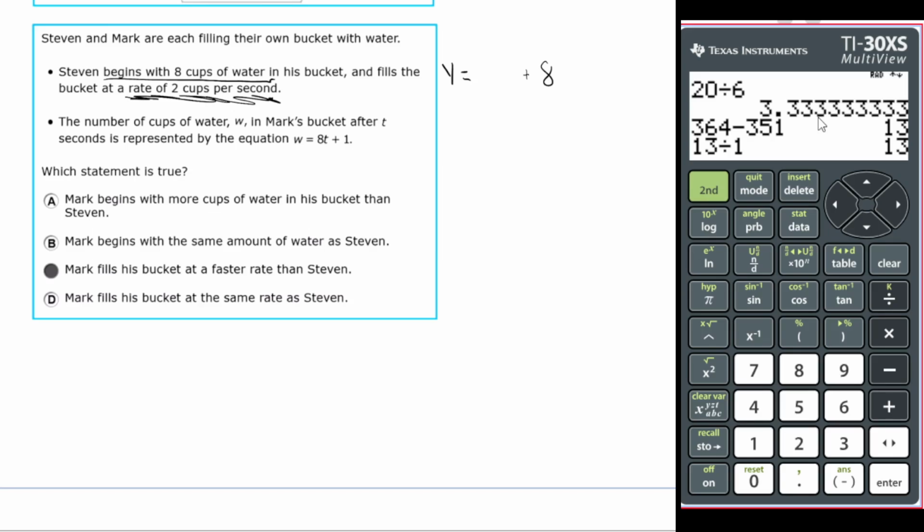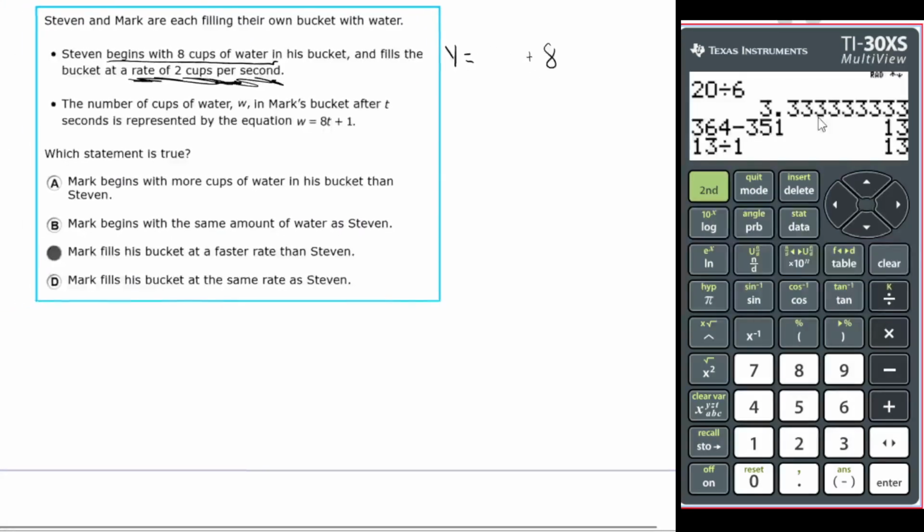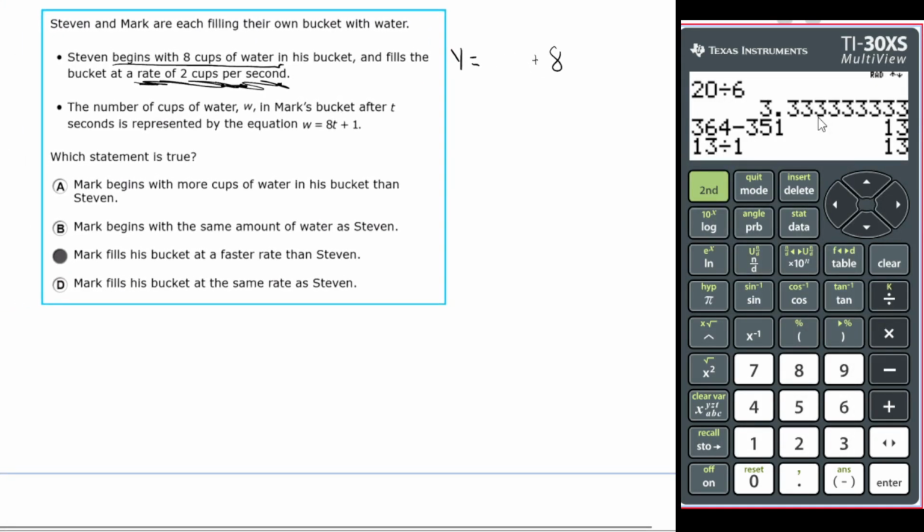Fills the bucket at a rate of 2 cups per second. When you see the word rate, when you see the word per, you're thinking rate of change, you're thinking slope. So your rate of change is 2. So this would be 2x plus 8. The number of cups of water, W, in Mark's bucket after t seconds is represented by the equation W equals 8t plus 1. What statement is true?